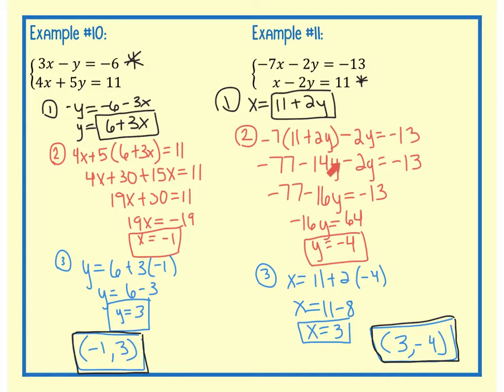The next step is to distribute inside your parentheses. The next step was to combine like terms. Then I added 77 to both sides, and I divided by negative 16. My final answer for y was negative 4. Then I take the negative 4 and I plugged it back into the equation in place of y, again with parentheses. So it became 11 minus 8, and my answer came out to 3.